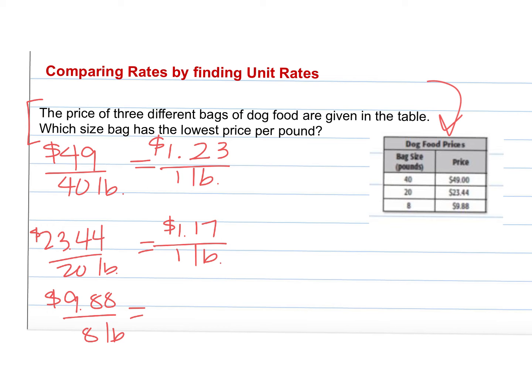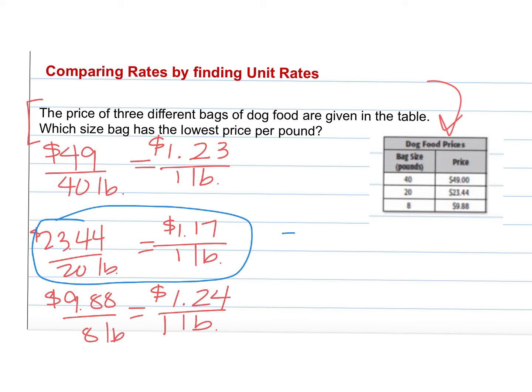And then I do $9.88 divided by 8, and it's 1.235, so I'm going to round up to $1.24 per pound. So I can see that the second one right here is the best deal because I'm paying the least amount per pound. So which bag has the lowest price per pound? We would go with the 20-pound bag for $23.44.